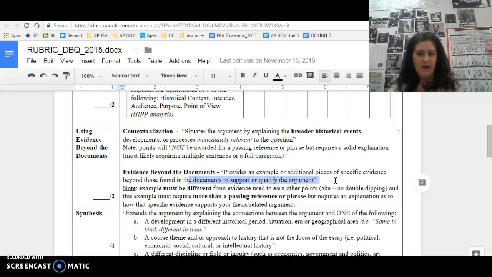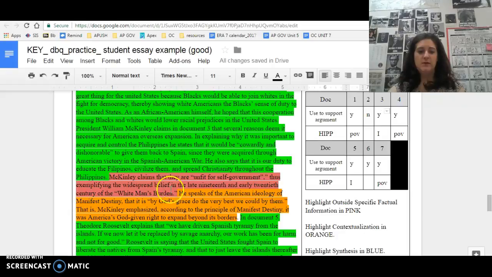So they do that. However, look at the note. The example must be different from the evidence used in the other points, and it must require more than a passing reference or phrase, but an explanation. So here, this student just gives the passing reference. They just mention the white man's burden. They don't expand upon it. They don't explain what that is, and that it was a poem by Kipling, that it really personifies all that. They just mention it. So if they're not fully explaining it, they're not going to get that point.